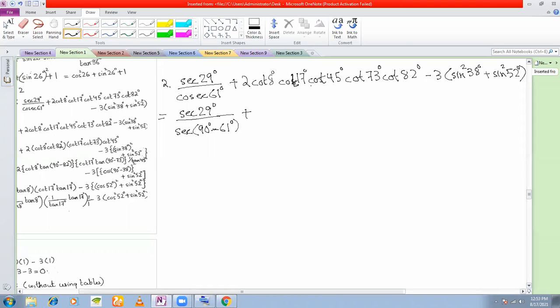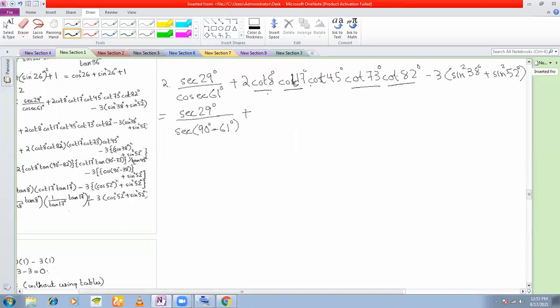There are 5 cot, out of which cot 45 is a standard angle, isn't it? Why is cot 45 a standard angle? Because cot 45 is equal to 1 by tan 45. And what is the value of tan 45? 1. So you can find cot 45 as it is, no problem. But what about the others? What is left behind? Cot 8 is left, cot 17 is left, cot 73 is left, cot 82 is left. These you don't know the angles.